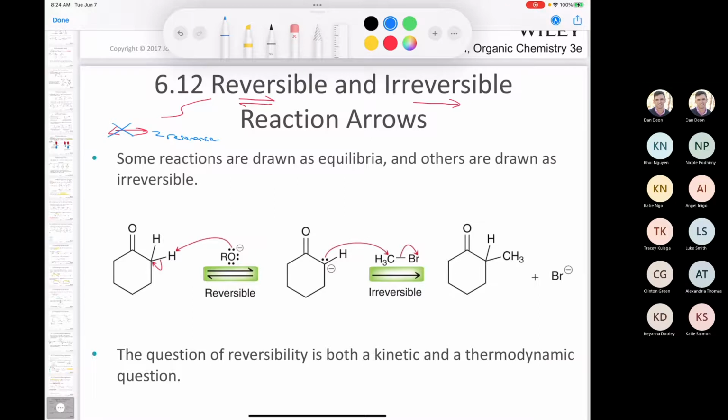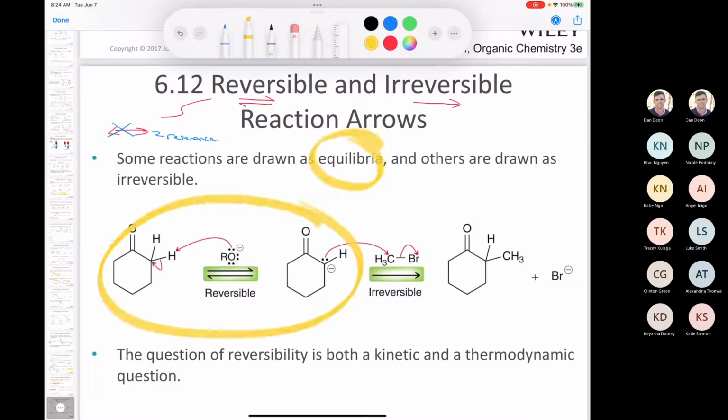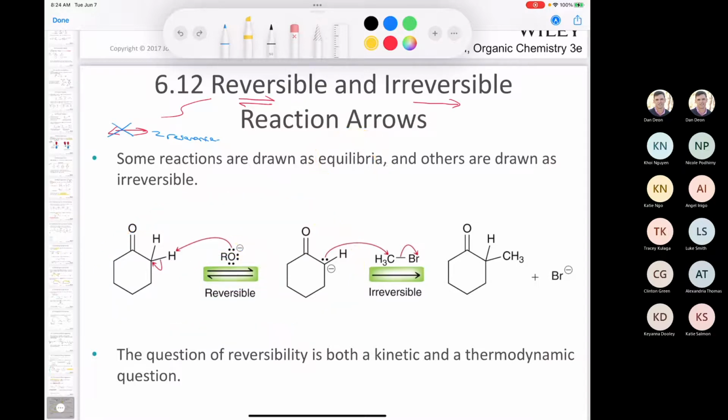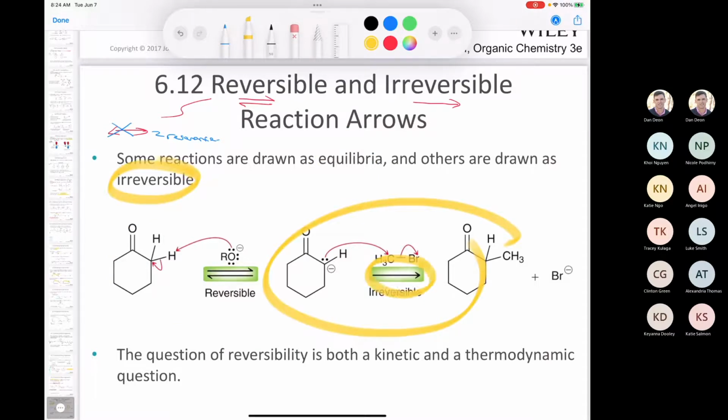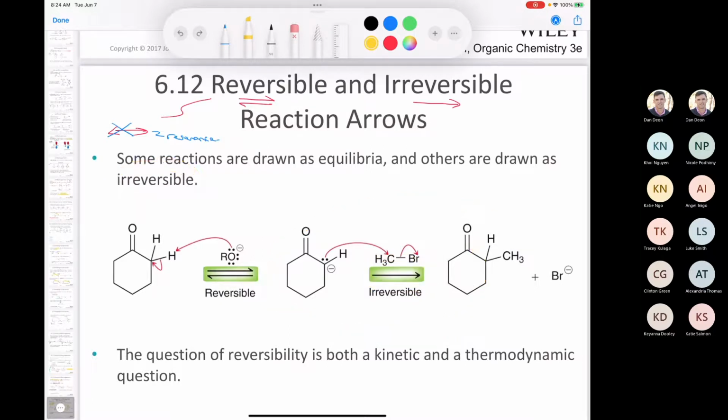It says some reactions like this one here are drawn as equilibria, right? We have a reversible arrow, so that indicates that we're in equilibrium here. Whereas others are drawn as irreversible. If you look at this reaction, there's just an arrow going in one direction. So they're saying this is irreversible. Well, how do we know when to put which arrow?